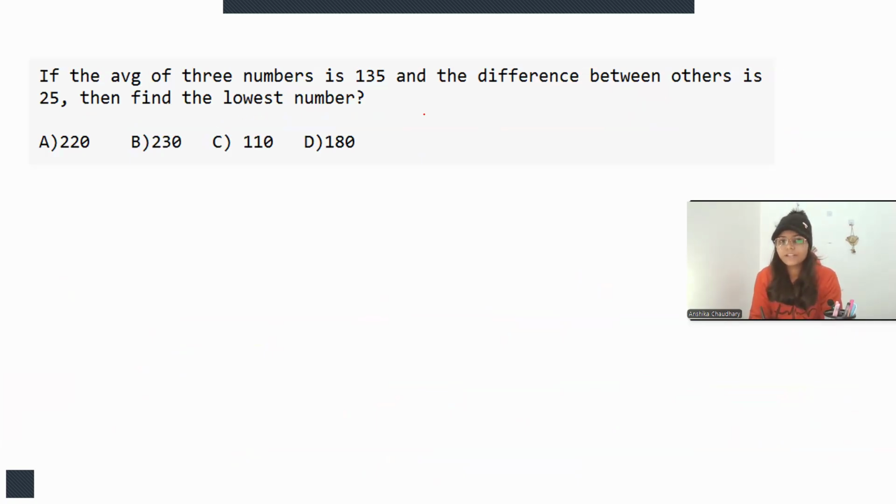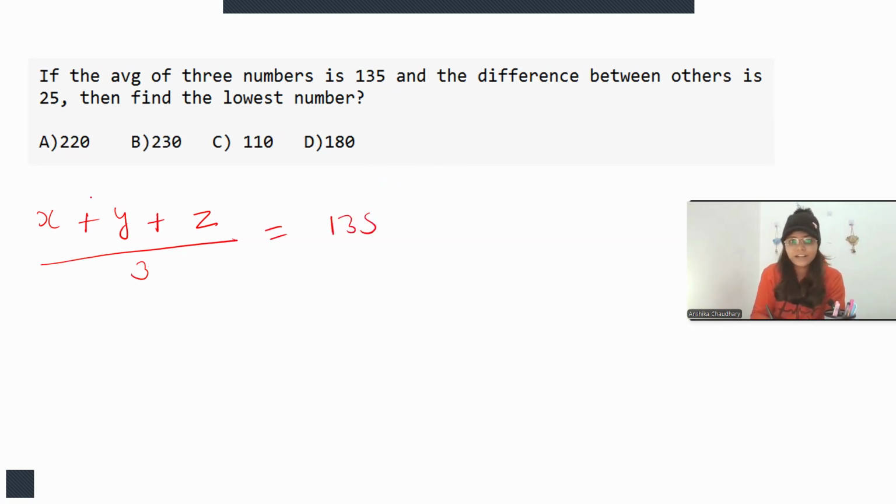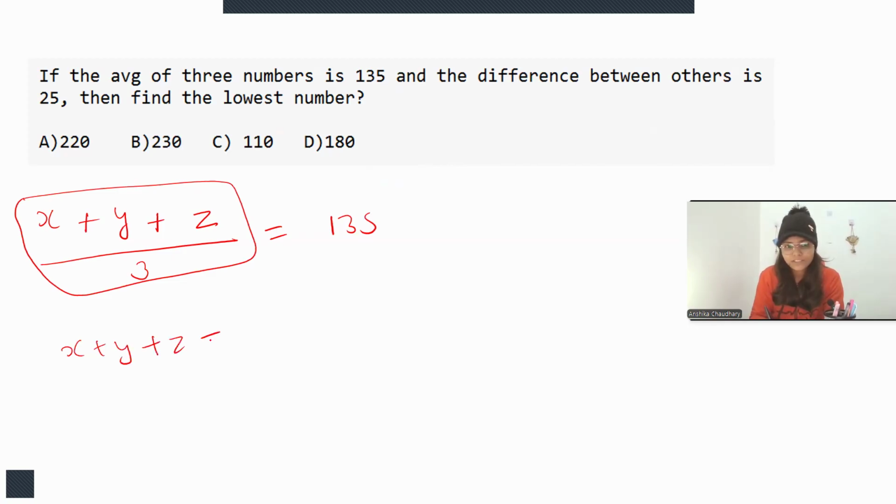If the average of three numbers is 135 and the difference between each is 25, then find the lowest number. So let's consider that X, Y, and Z are our numbers, right? And it is saying that the average of three numbers is 135. So what is the average? Sum upon total number of observations. So we have three numbers, that means sum upon 3, and our average value is 135, right? This is the average formula, and this is our given average. So let's find out the value of X plus Y plus Z. It will become 135 into 3, right?